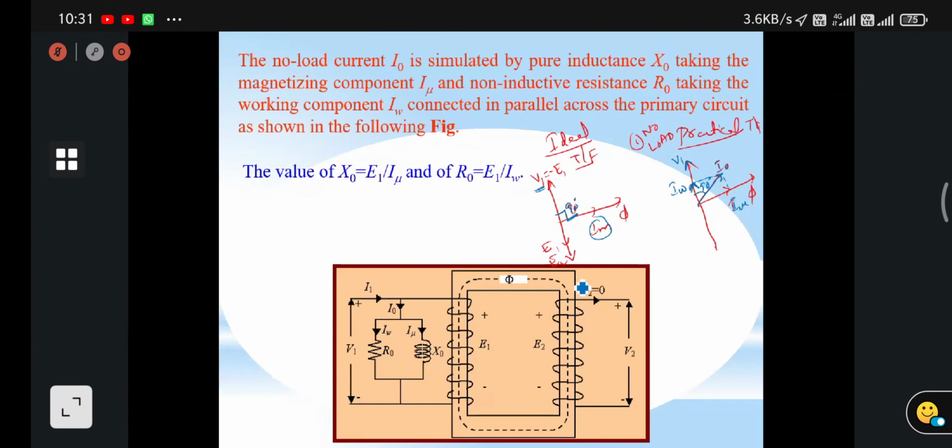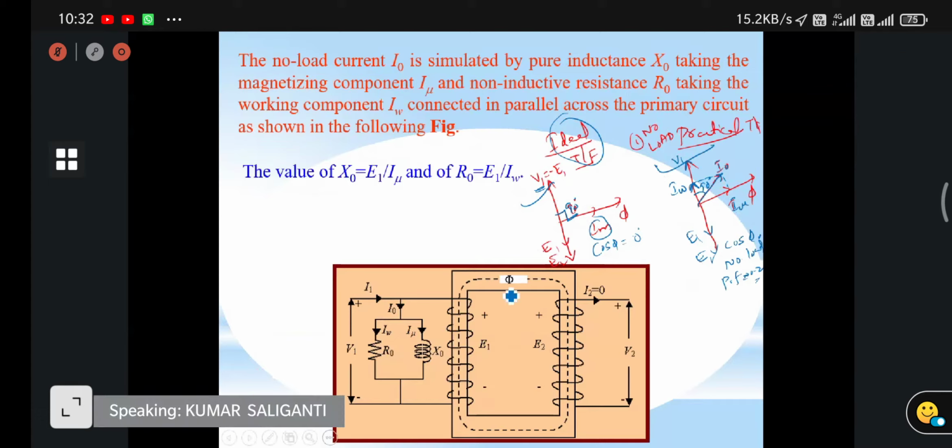Here the power factor will be 0. The power factor will be cos phi naught, the no load power factor. The no load power factor is approximately 0.2 lagging. This is the most important thing. So here, same things, that is E1 and E2. This is the ideal transformer phasor diagram, and this is the practical transformer phasor diagram here.